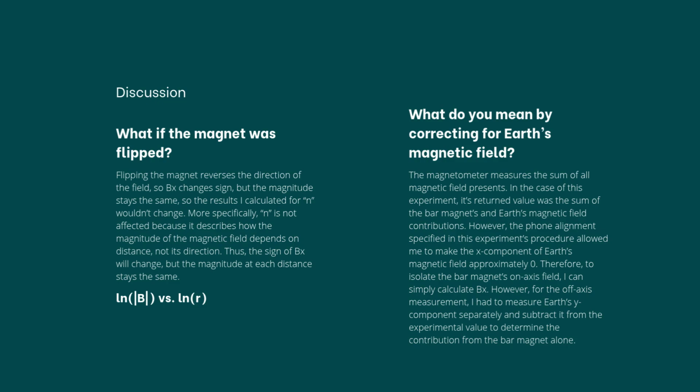So the discussion. Here are my 2 discussion questions. The first one is, what if the magnet was flipped? Well, if we flip the magnet, it reverses the direction of the field, so B of x would change sign, but the magnitude stays the same, so the results I calculated for n wouldn't change. More specifically, n is not affected because it describes how the magnitude of the magnetic field depends on distance, not its direction. Thus, the sign of B of x will change, but the magnitude at each distance stays the same.